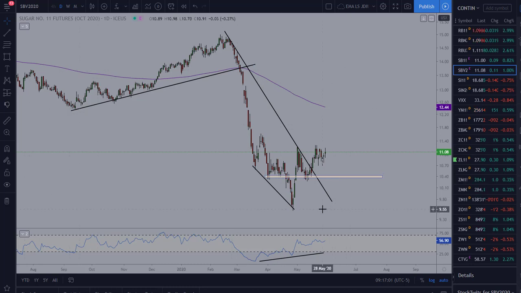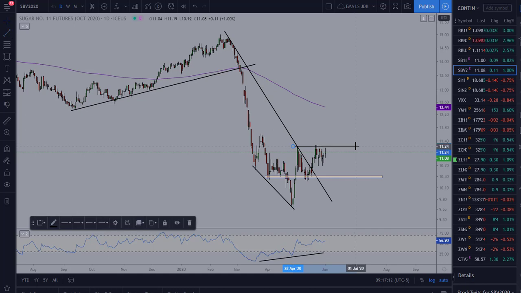First one being the high probability 1, 2, 3 bottom pattern. So we've got a number 1 here, a number 2, and then a number 3. What we're doing here is waiting for a break and confirmation, a break and close above the number 2. Now this is a delayed chart, so right now we're trading around 11.25, 11 quarters. So we are above this line that we're starting to break right now.